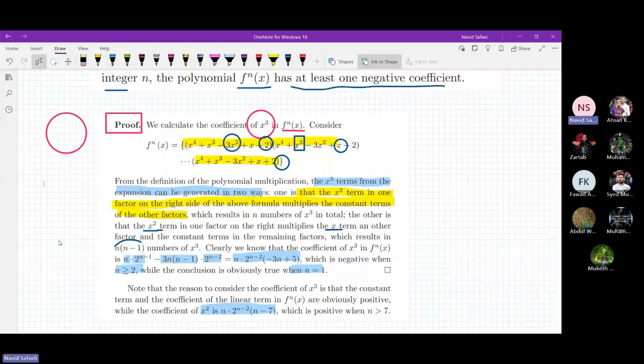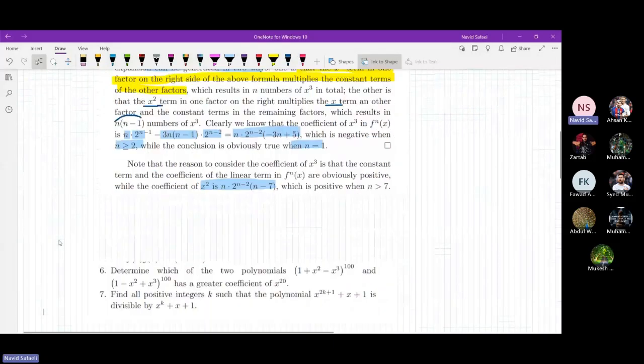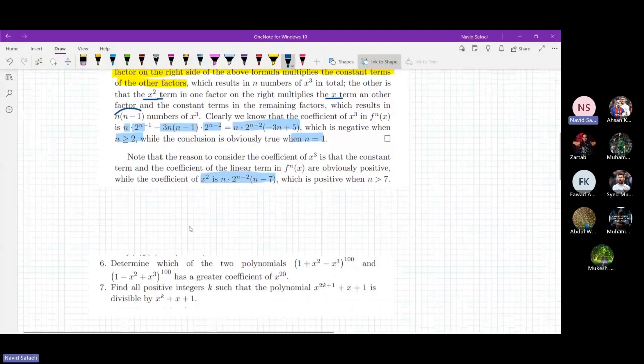So you have some exercises, homeworks, let's say. Take a picture from this. You should work on this until tomorrow. Homework 1. Determine which of the polynomials this and this has a larger coefficient in x^20. Okay, so this is homework 1.